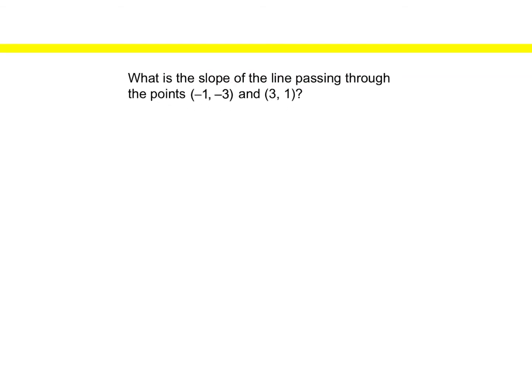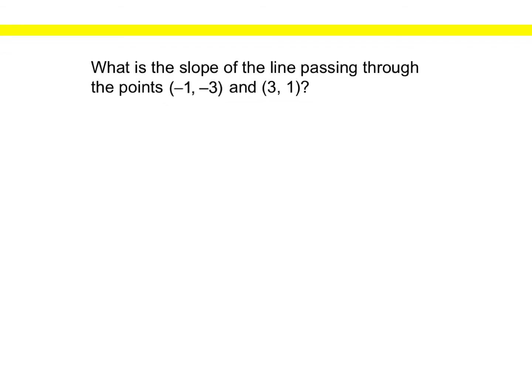All right, another example. What is the slope of the line that passes through the points negative 1, negative 3, and 3, 1? So I have x1, y1, x2, y2. What's going to go on top of my fraction? Awesome. 1 minus negative 3. It's y2 minus y1 on top. What goes on the bottom? Awesome. 3 minus negative 1.